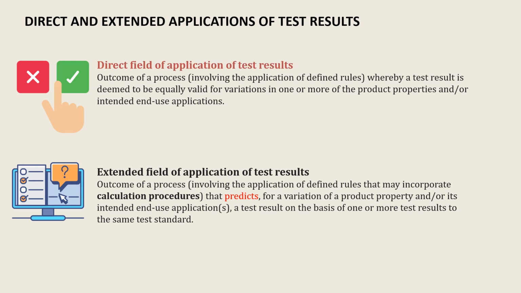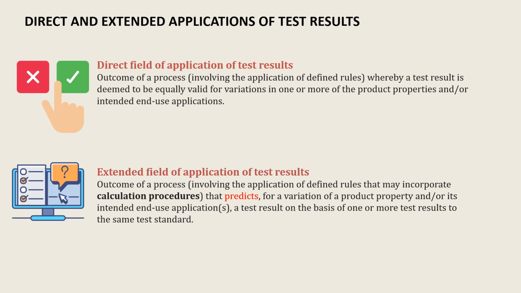Direct field of application of test results means using the results from a fire test to cover small changes in the product or how it will be used, as long as those changes are allowed by specific rules. For example, if a sandwich panel is tested for fire resistance, the test result might still apply if the panel's color or coating changes, as long as the rules say these changes don't affect fire safety.